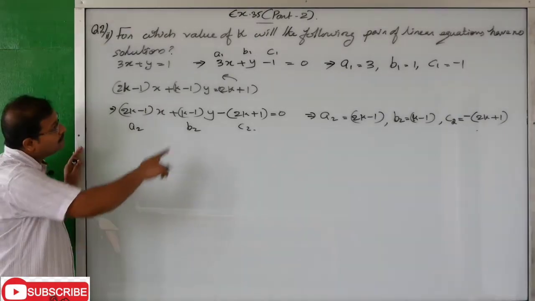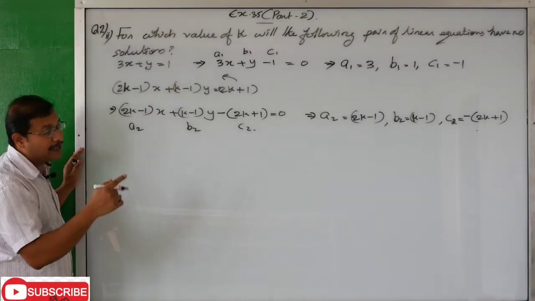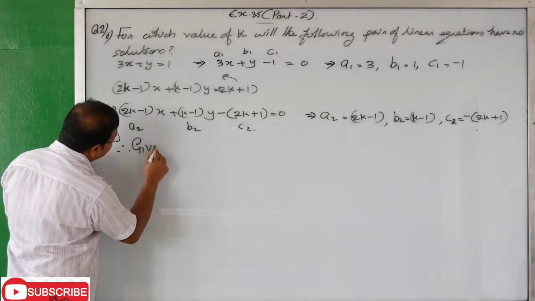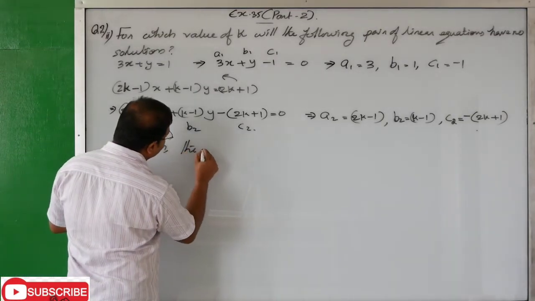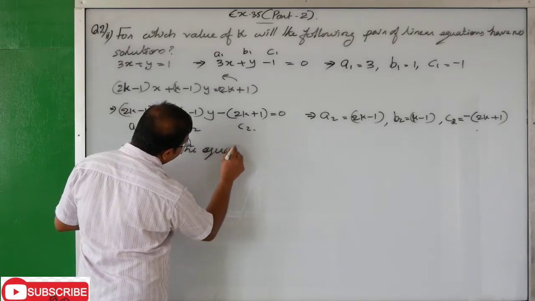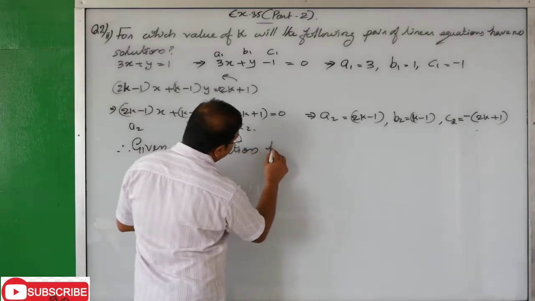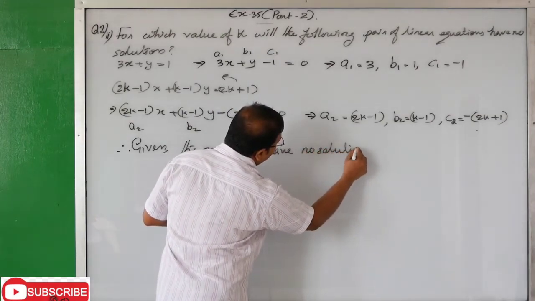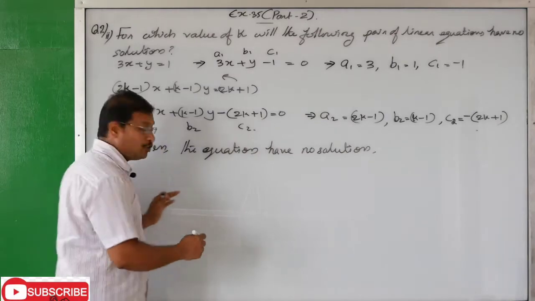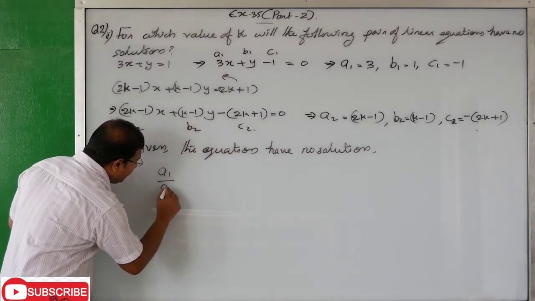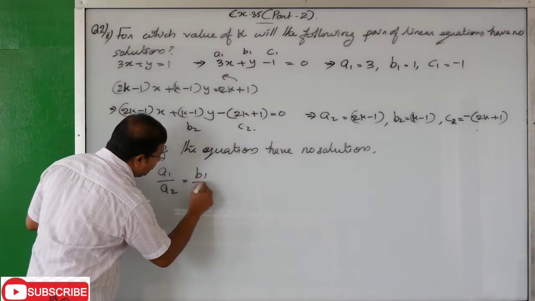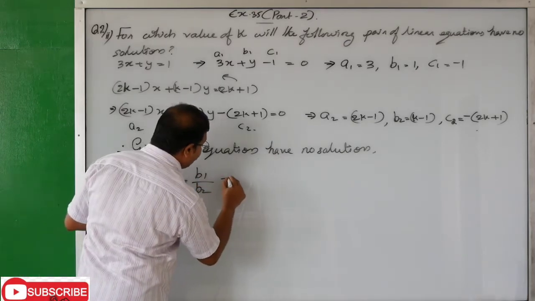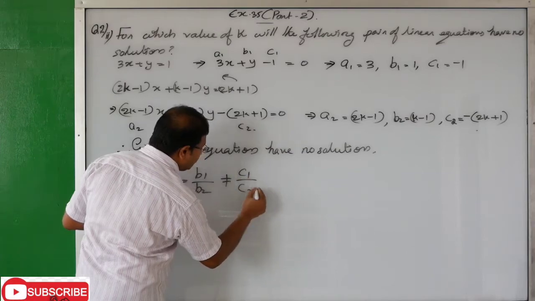Now what will you do? It's already given in the question. The pair of linear equations has no solution, isn't it? Therefore, the given equations have no solution. No solution means what is the condition? No solution means a1 by a2 equals b1 by b2, and what will we write? Yes, not equal to c1 by c2.